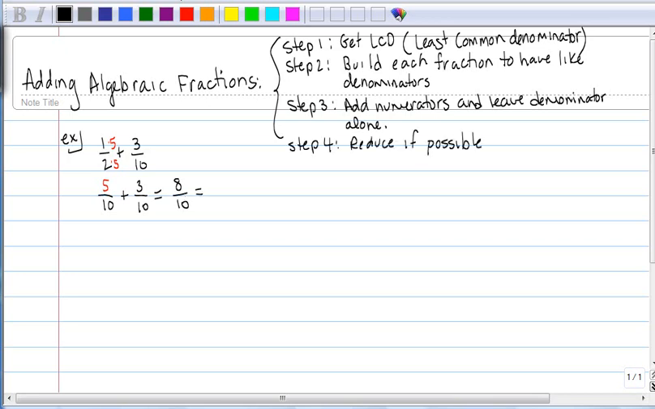And there is a fourth step that I forgot, which is reduce it if possible, because 8/10 can be reduced. 2 goes into both of those. So this is 2 times 4, and this one's 2 times 5. So we can cancel the 2's and say that that's the same as 4/5, just as you can divide both top and bottom by 2, and it ends up being the same fraction. So that would be the answer.